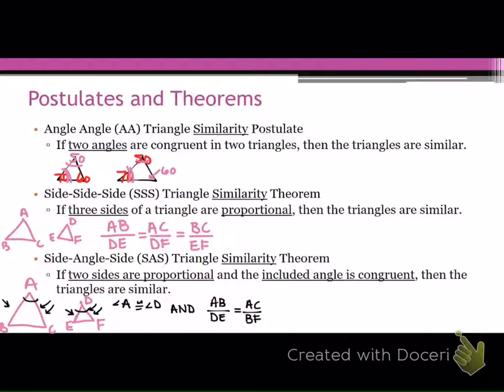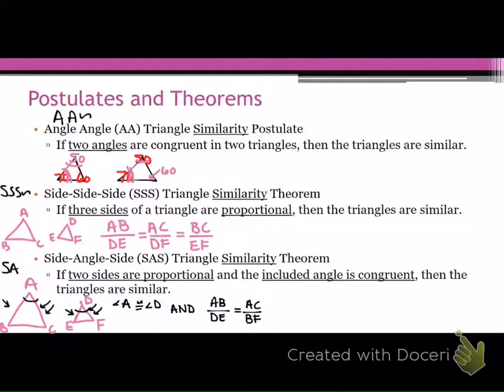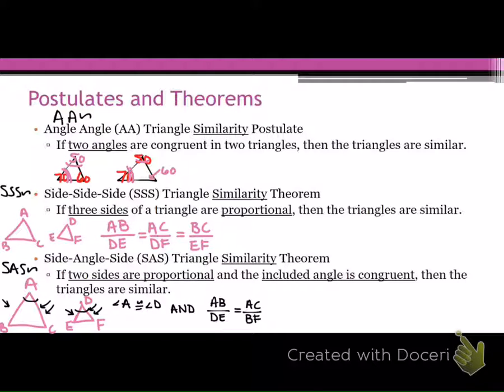And this is how I write them. I write angle-angle and then put a similarity symbol after it because it means similar. For side-side-side, I write side-side-side and then put the similarity symbol after it. For side-angle-side, I'll do side-angle-side similarity. The reason I write it that way is because there are also side-side-side and side-angle-side congruence theorems, so that allows me to differentiate between the two. Okay? So let's put this to work. Let's see how you guys do with it.